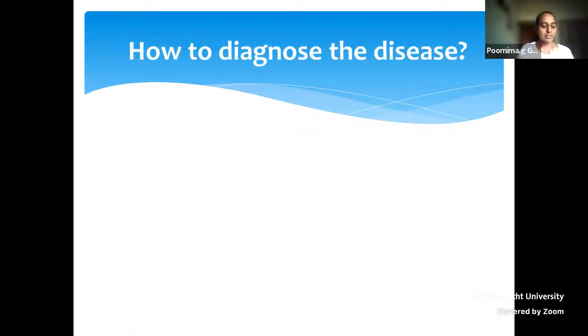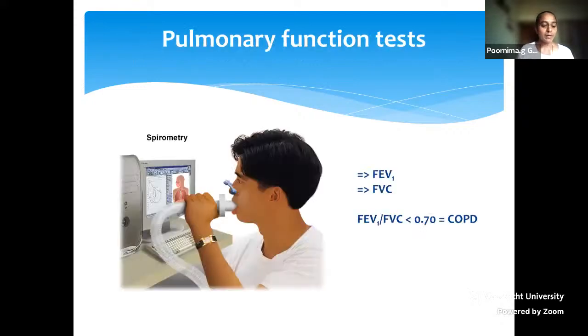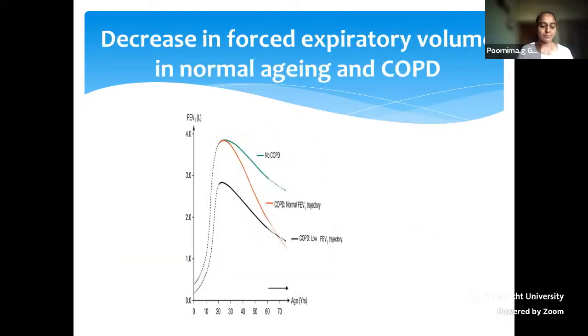How to diagnose this disease? Doctors diagnose COPD based on the lung function test or spirometry. This particular test measures how much air you can breathe in and breathe out and how fast you can do this. Two values are very important, that is FEV1 and FVC. The FVC represents the total amount of air you can forcefully exhale after first taking a deep breath in. FEV1 indicates how much air you can exhale after 1 second. If the ratio of FEV1 to FVC is less than 0.70, then the person is diagnosed with COPD.